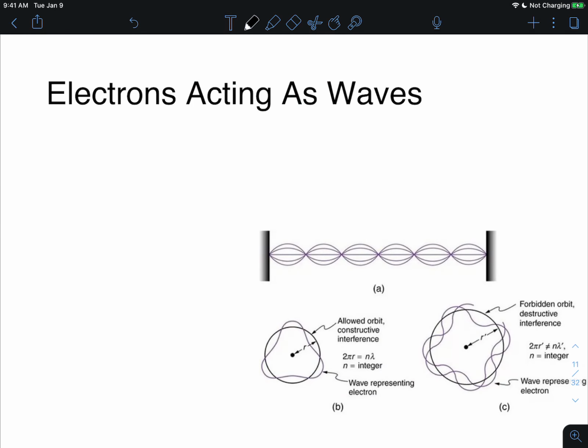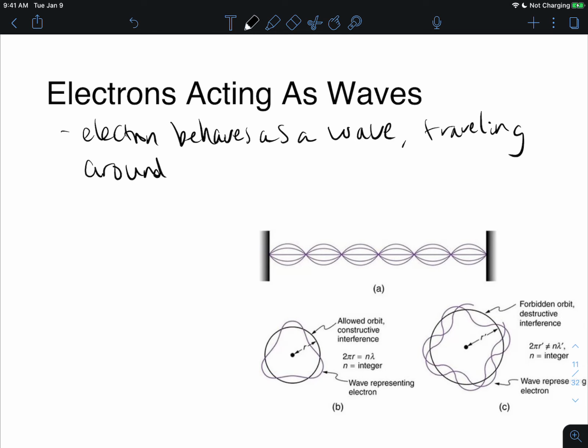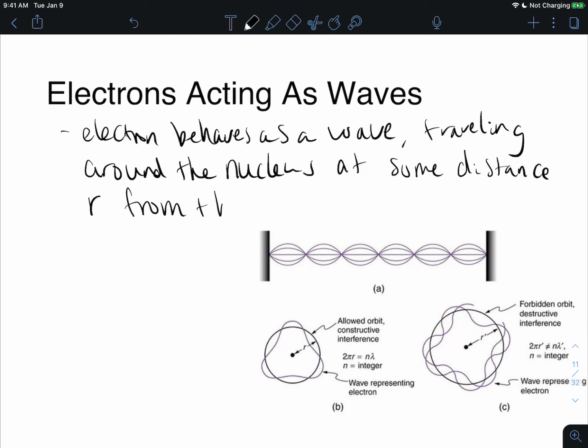Okay, let's look at how electrons are treated in quantum mechanics. So they are treated as waves, and we think about the electron behaving as a wave, and it's traveling around the nucleus at some distance r from the nucleus. Okay, so our r is right here.